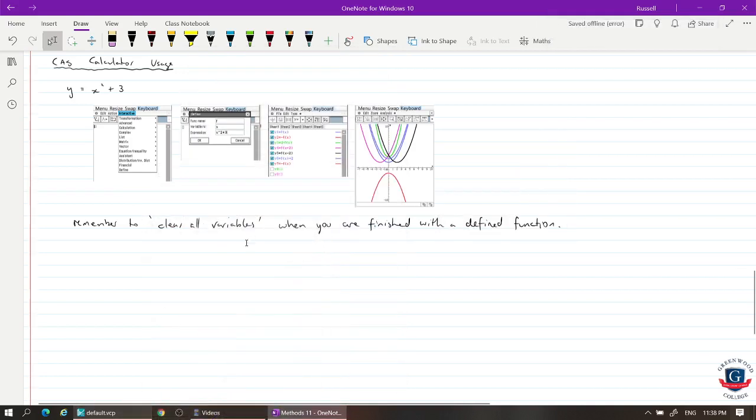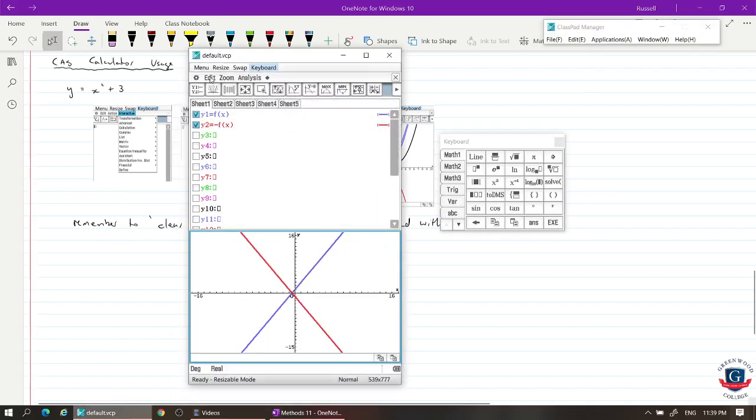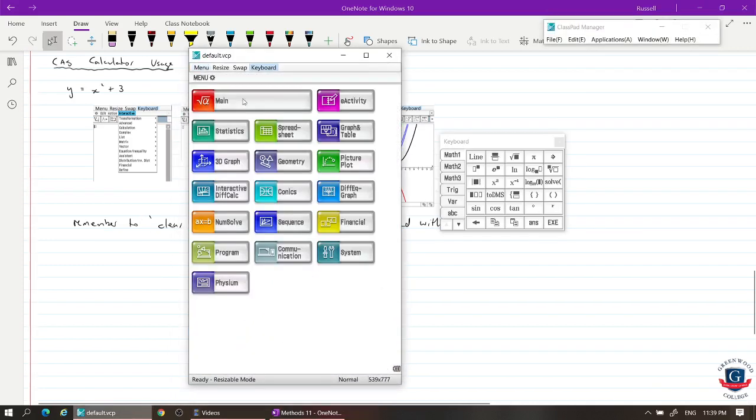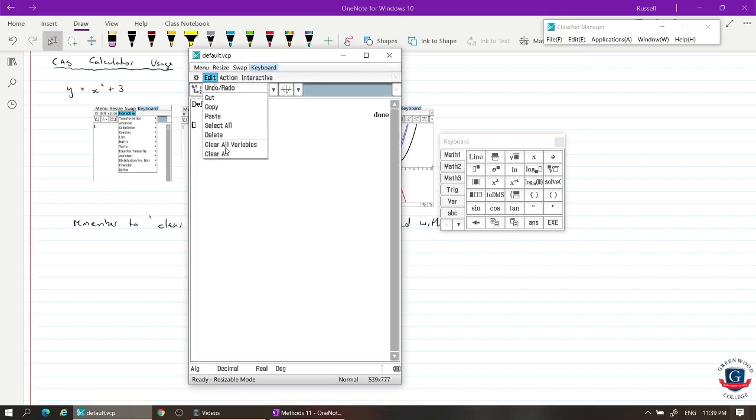One thing to note with functions defined in the calculator, and I've done lots of quadratics here with the same sort of operations, is to clear all your variables when you finish so you don't leave the function in the calculator, and it could cause problems with you when you're doing other work. So to do that, you go into main mode, edit, clear all variables.